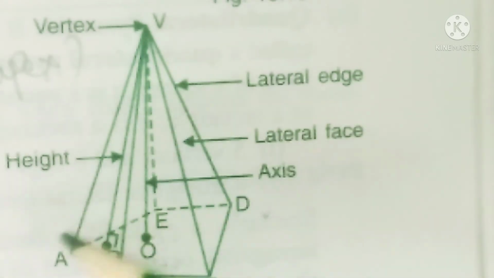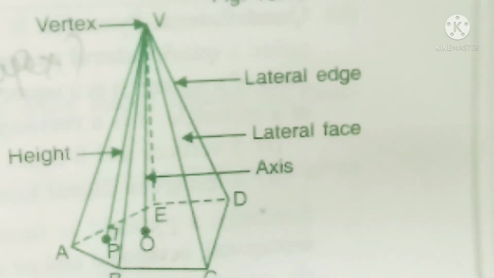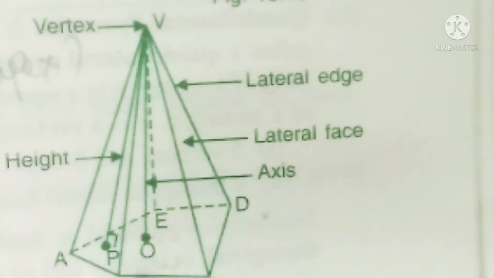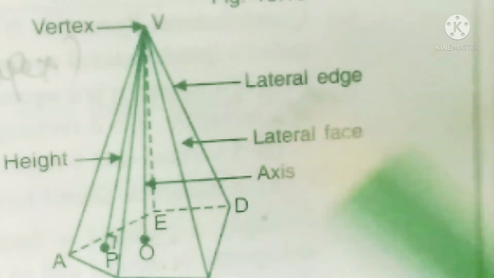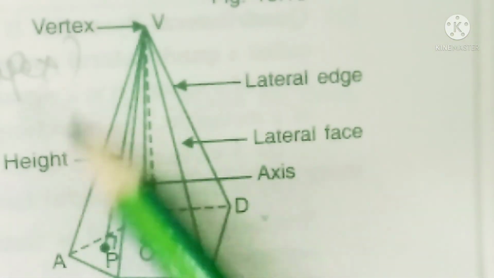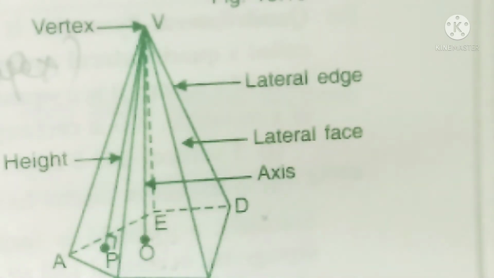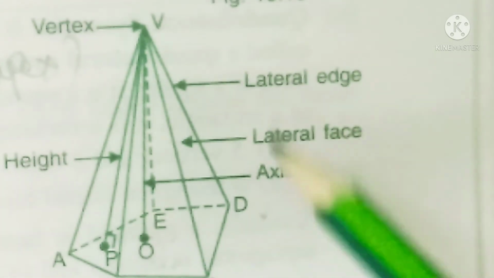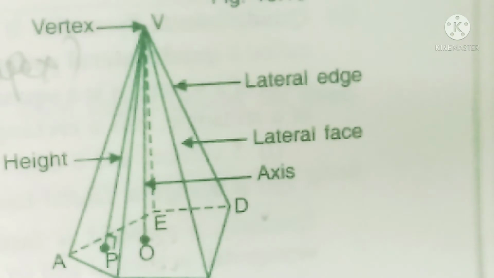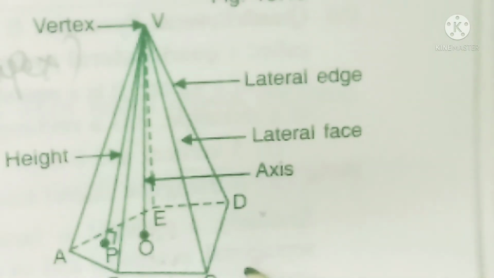Okay. And the edges through the vertex of a pyramid, whichever edges are coming from here, are called the lateral edges. And the side faces of the pyramid, or of any figure, whether it is a pyramid or prism or any polyhedron, are called lateral faces. So, these are the new terms that you came across. You learned about prism, now you learned about pyramid.